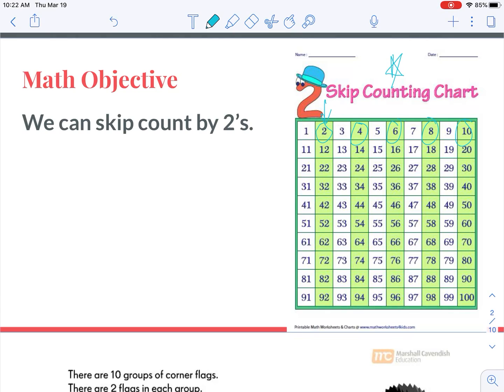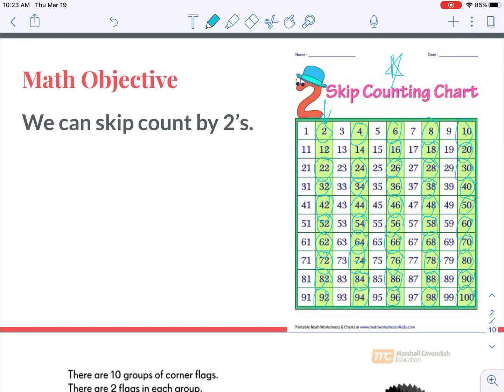Ready, set, go. 2, 4, 6, 8, 10, 12, 14, 16, 18, 20, 22, 24, 26, 28, 30, 32, 34, 36, 38, 40, 42, 44, 46, 48, 50, 52, 54, 56, 58, 60, 62, 64, 66, 68, 70, 72, 74, 76, 78, 80, 82, 84, 86, 88, 90, 92, 94, 96, 98, 100.